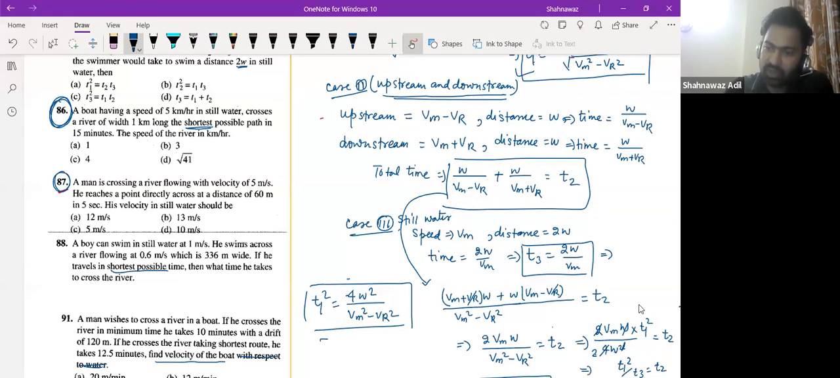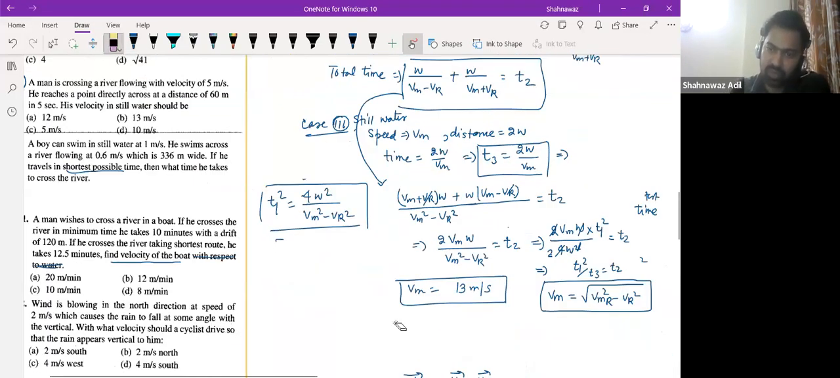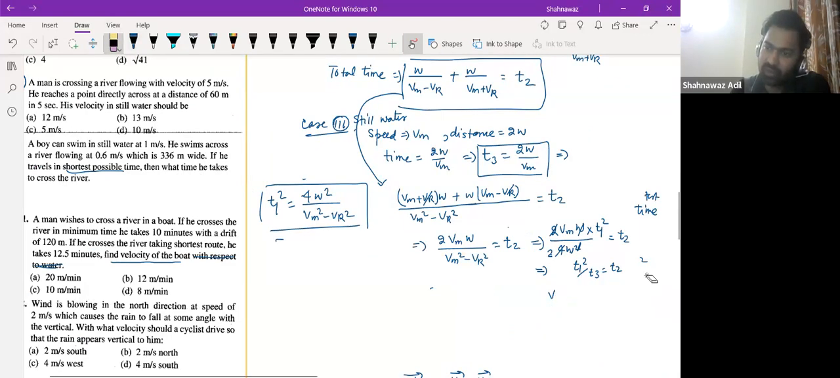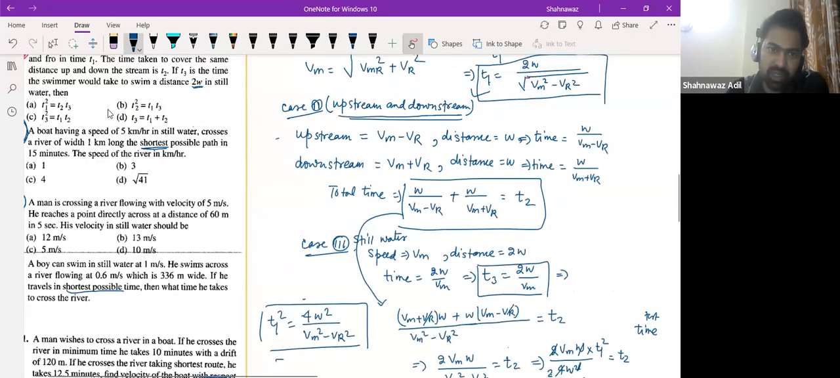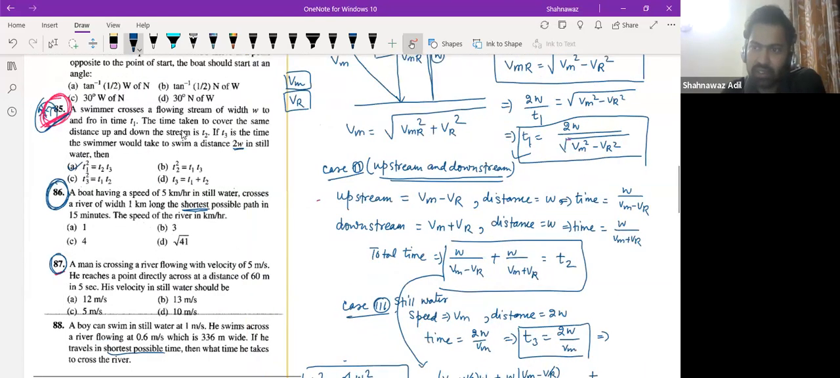So we will get what? So we will get T1 square as T2 into T3. So this was the question. Is it clear? So this was a little bit complicated, right? T1 square is T2, T3. So this was the question. Is it clear, guys?